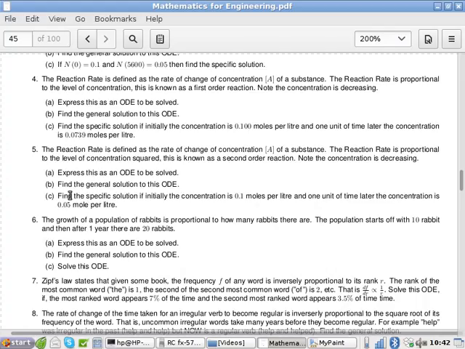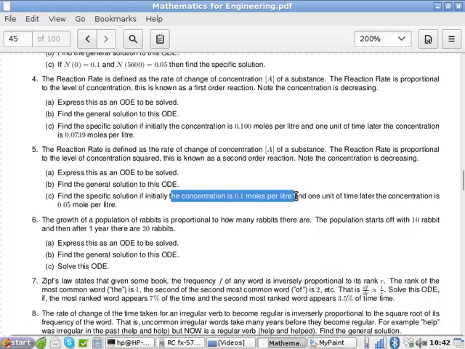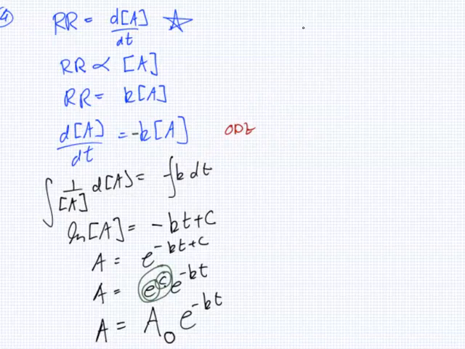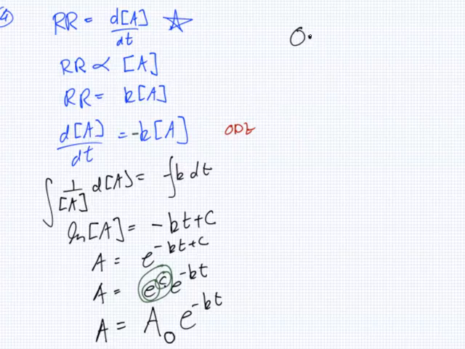And then part C, I give you some information. Initially, the concentration is 0.1 moles per liter. So, when the T is 0, the A is 0.1. So what's A0? 0.1. So I get A equals 0.1 E to the minus KT.